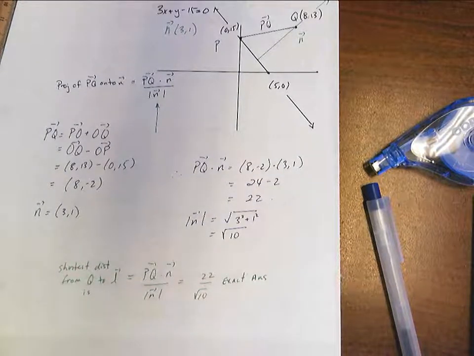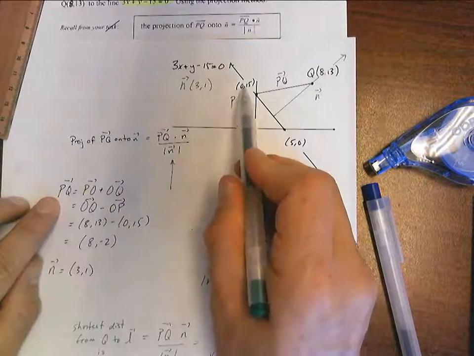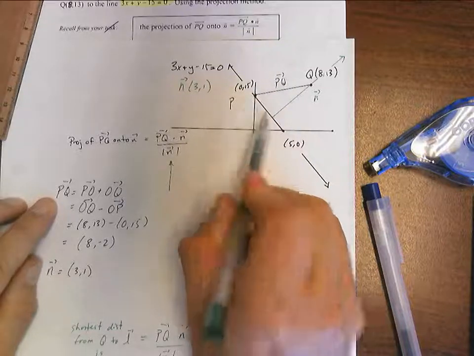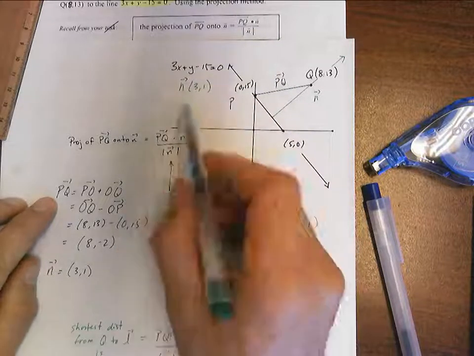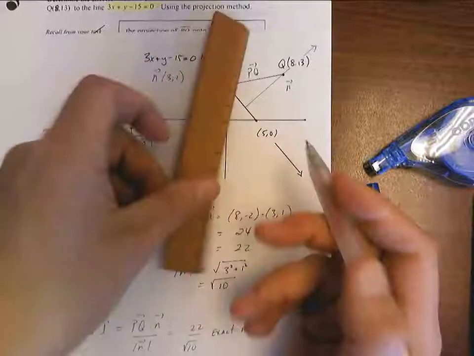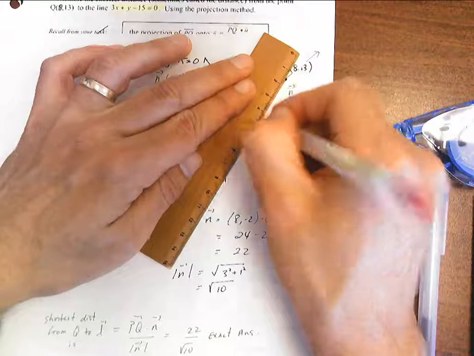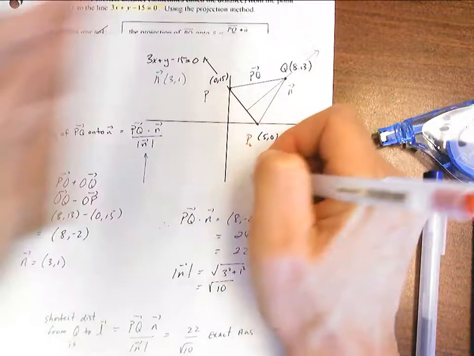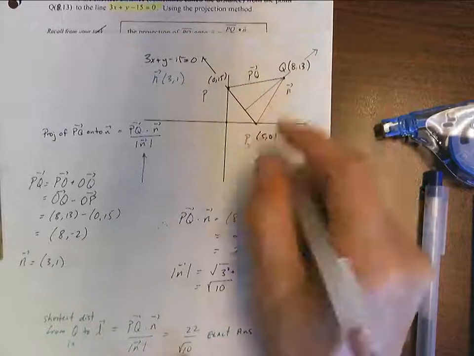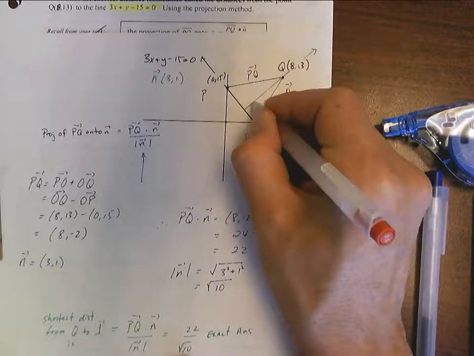Now, go back and remember when we chose PQ, I allowed P to be (0, 15). There's no reason why it had to be that point. It could have been any point on this line that you choose to discover. Let's say I had chosen it to be (5, 0). Then that would have been your new P. I'll call it P2 just so that people don't get confused. So it's going to be PQ here, and we would be looking for the projection of this vector onto N.